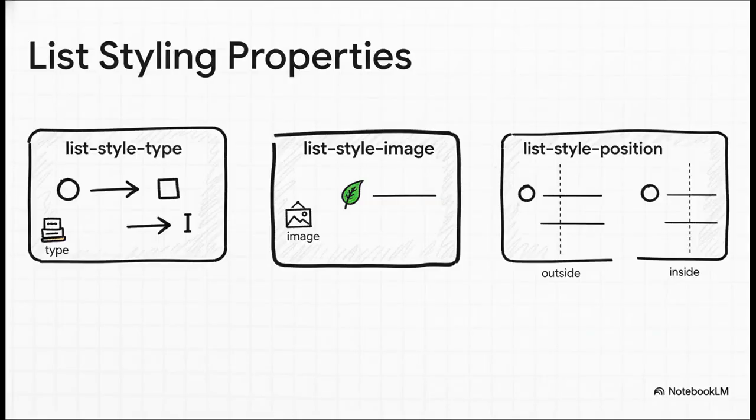So how do we actually do that? Well, we've got three main tools in our toolbox. List style type lets you change the default marker. You can go from a dot to a square or from numbers to Roman numerals. If you want total control, list style image lets you use any image you want as the marker. Pretty cool. And then there's list style position, which decides if that marker sits inside or outside the text block. It's a small detail, but it makes a huge difference for alignment.